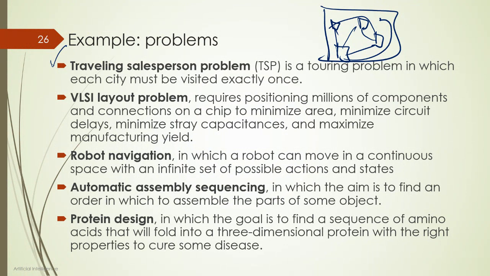The other one is protein design, for example. You can think of proteins like jigsaw pieces. You connect them together to build a bigger protein, and the goal is to find a sequence of amino acids that will fold into a three-dimensional protein with the right properties to cure some disease. I'm not very familiar with the details of this, but protein sequencing is also an application which I see many AI people working on.